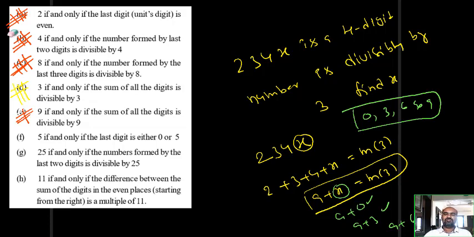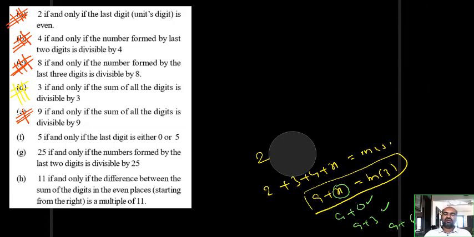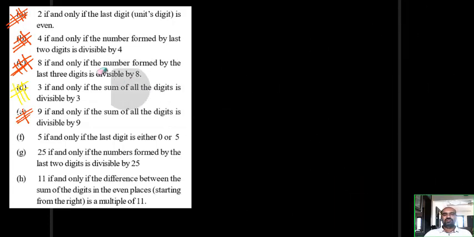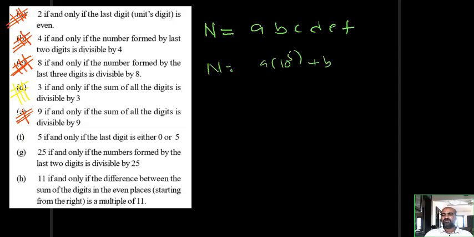So what I explained is the divisibility rule of 9. Now again I want to take n as a 6-digit number, A, B, C, D, E, F. N can be written as A into 10 power 5 plus B into 10 power 4 plus C into 10 power 3 plus D into 10 square plus E into 10 plus F.